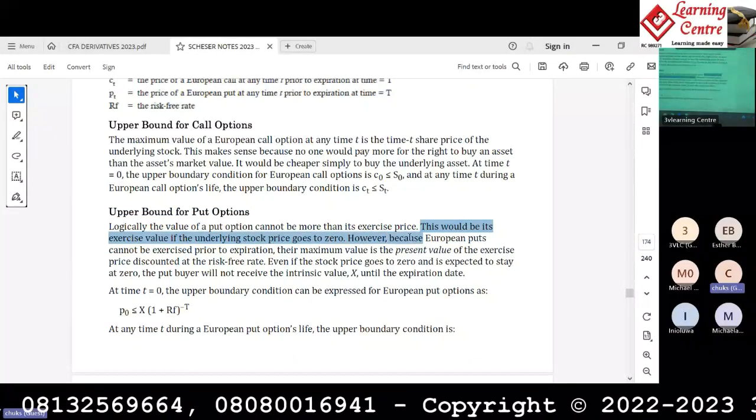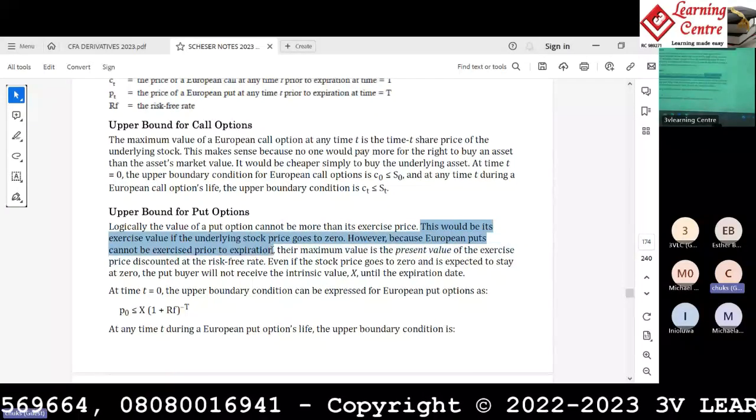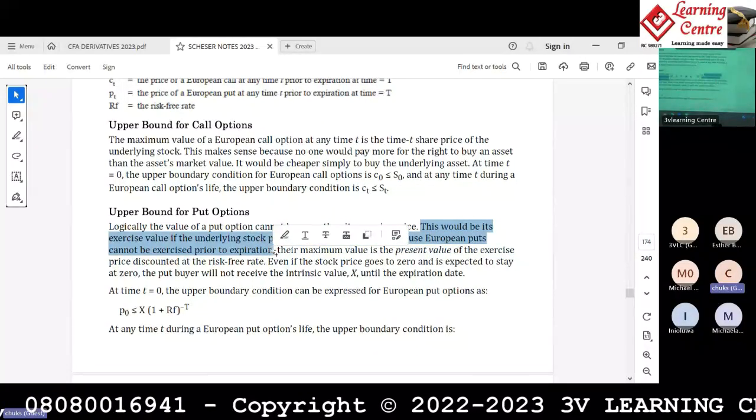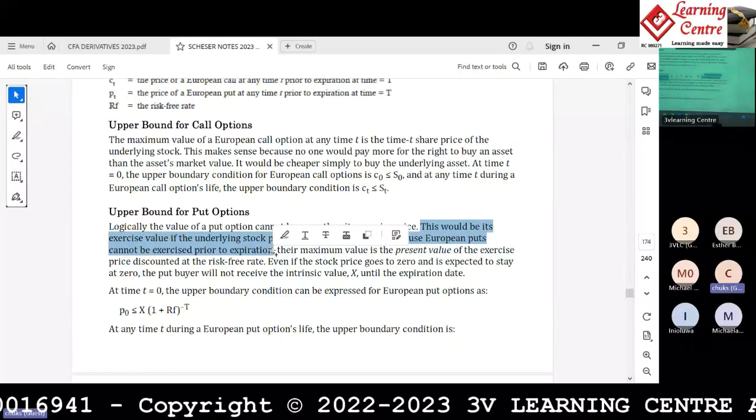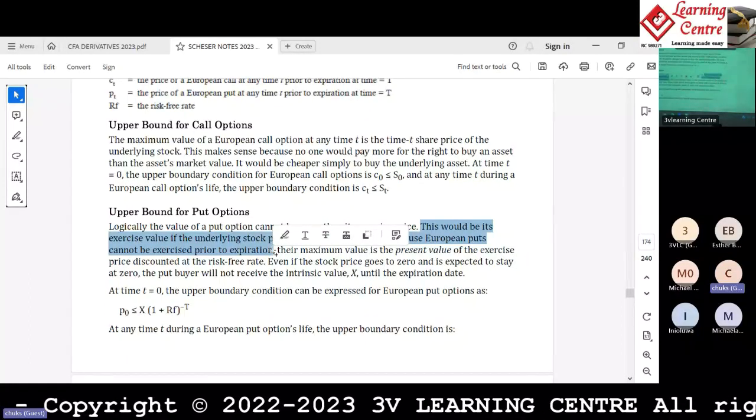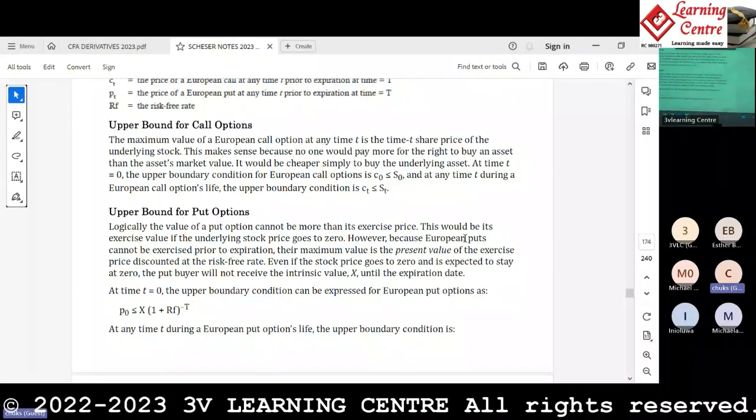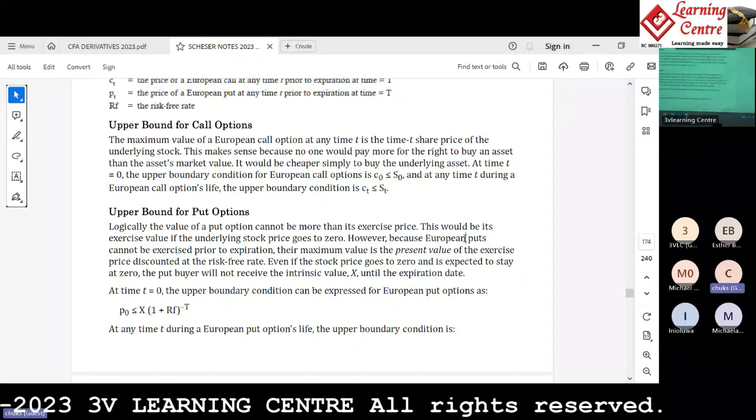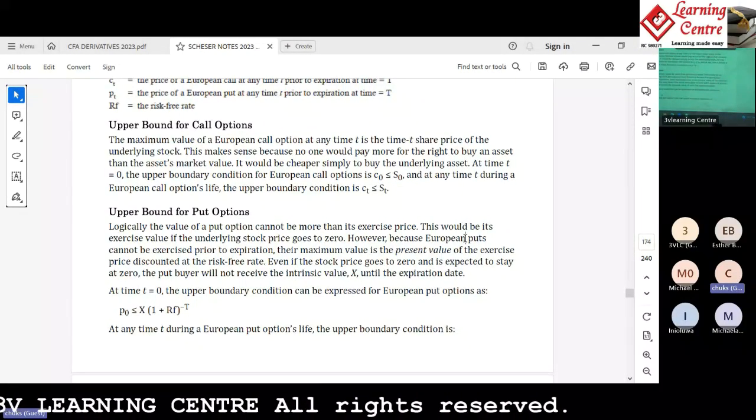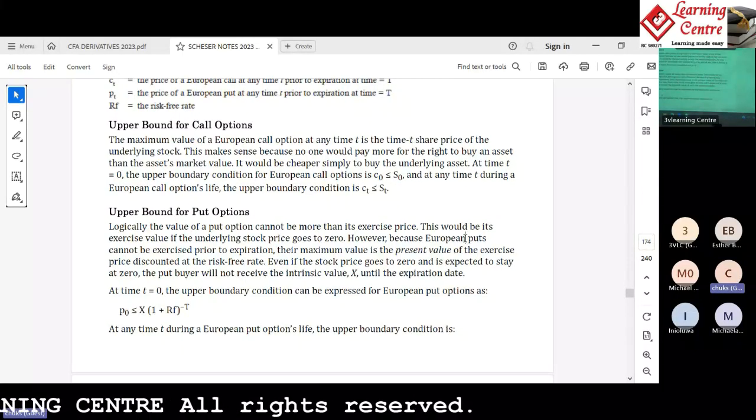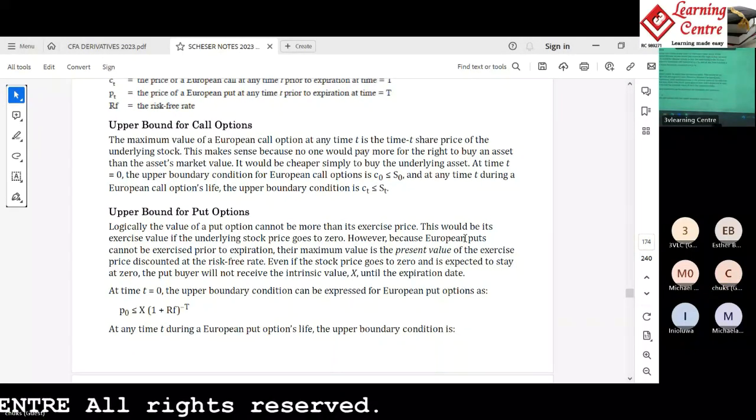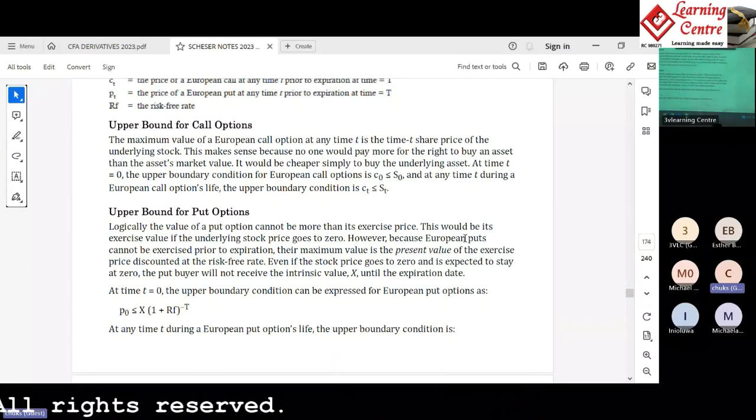However, because European puts cannot be exercised prior to expiration. Yes, that's another thing I should have mentioned: European options and American options are different. Although in your course, it's only European options we're talking about. European options can only be exercised at expiration, so you know their expiration dates, but American options can be exercised at any time. That's the only difference. You don't need to worry about American options because everything we're doing is European options.